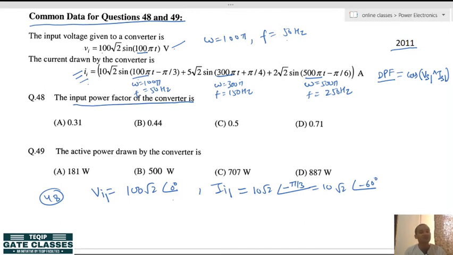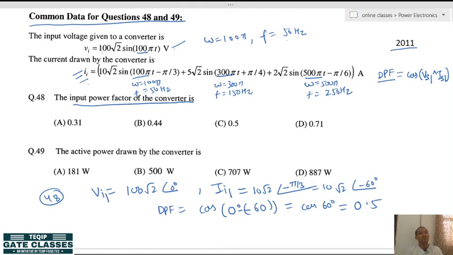Alright. So, first of all you have to calculate the displacement power factor. So, what is the displacement power factor? It is the cosine of the angle between the fundamental voltage component and the fundamental current component. So, its value will be cos of 60 degree, which means 0.5. So, the displacement power factor is 0.5. Now, you have to calculate the input power factor.